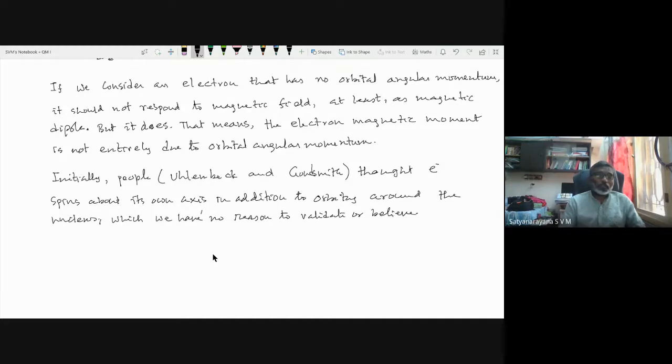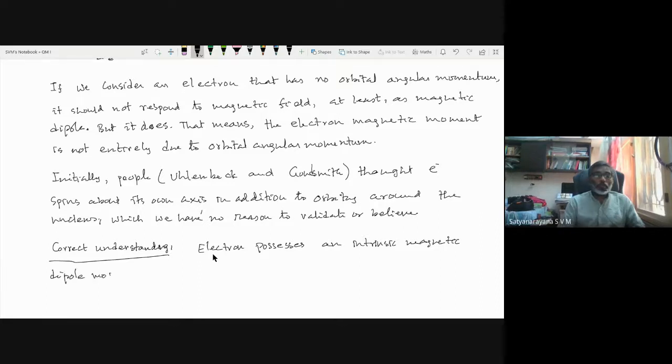So what is the correct understanding? The correct understanding, in my opinion, is the following: the electron possesses an intrinsic magnetic dipole moment, like it possesses charge.